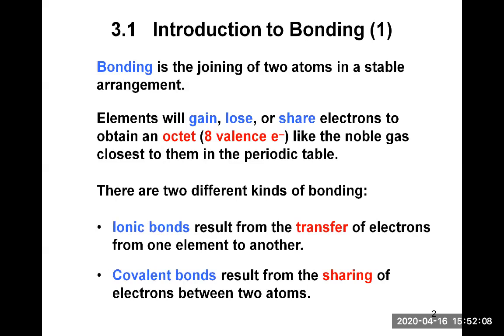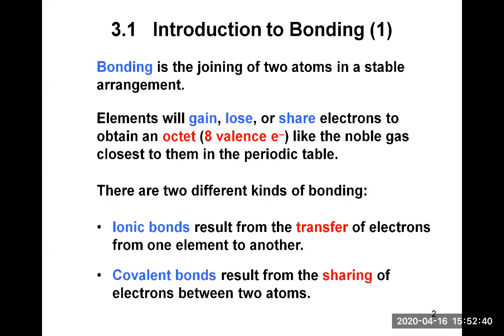There are two different kinds of bonding: ionic bonds and covalent bonds. Ionic bonds result from the transfer of electrons from one element to another. Transfer really means a complete departure from the initial element to go with another element.